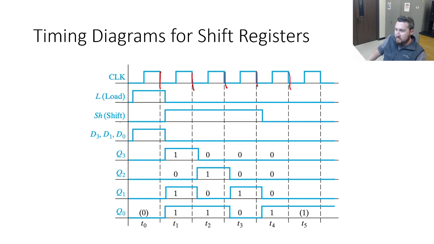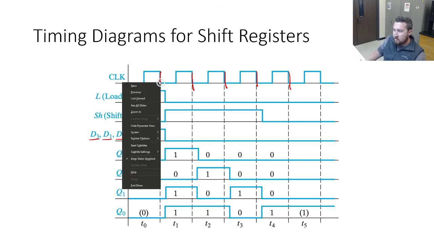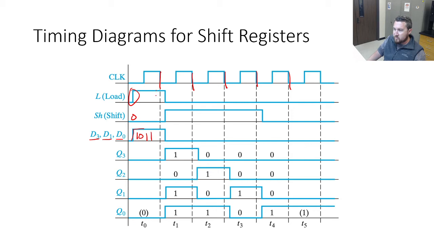So the first thing that happens is that load goes to 1, shift stays at 0. So that means our flip-flops are going to grab whatever the values are on those inputs. So here it says D3, D1, D0 also goes to 1, and D2 is going to stay the same. So that's going to be 1, 0, 1, 1. And so on the next falling edge of the clock, since load is 1 and shift is 0, the flip-flops are going to grab from parallel input and update with exactly what you'd expect, 1, 0, 1, 1.